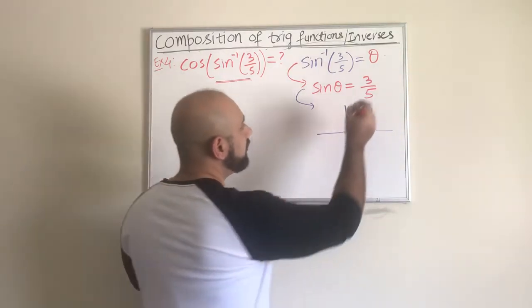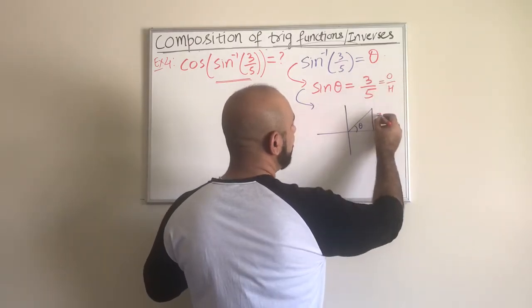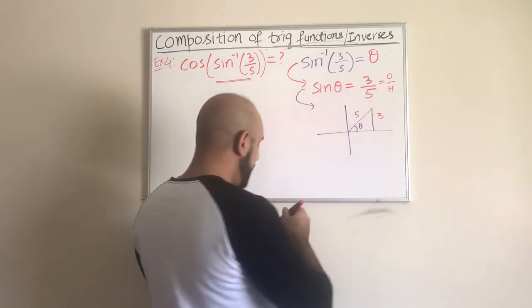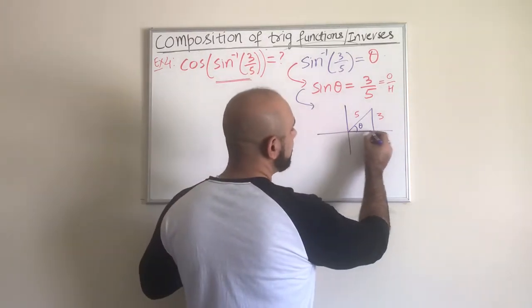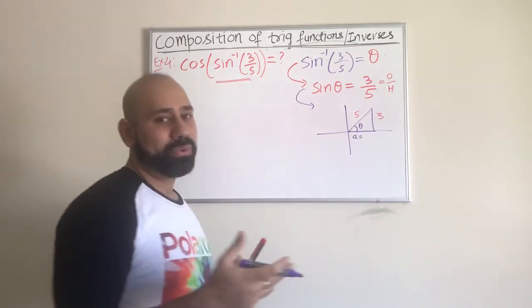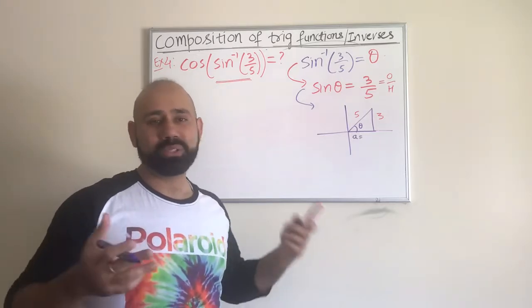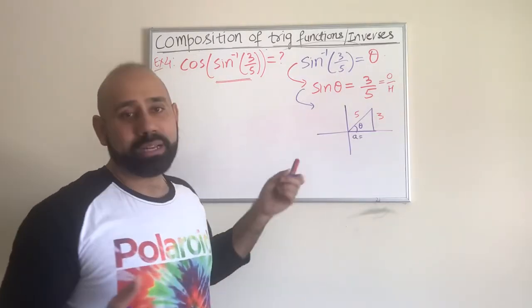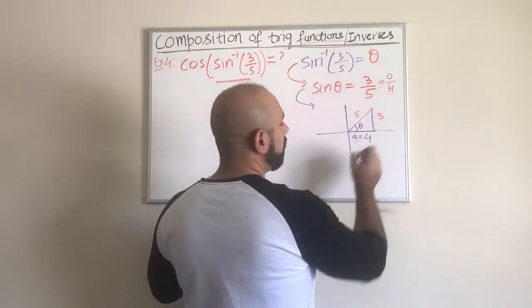So guys, from this we know this is opposite over hypotenuse. That means this is my 3. Obviously this is going to be my 5, and what is the base or the adjacent? If you remember, this is a special triangle, the 3, 4, 5 triangle. If you don't remember that, then one has to use the Pythagorean theorem and evaluate the value for the adjacent. Guys, the adjacent is going to be 4, okay?